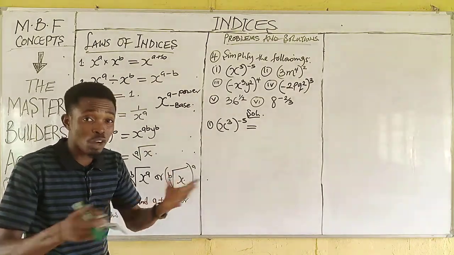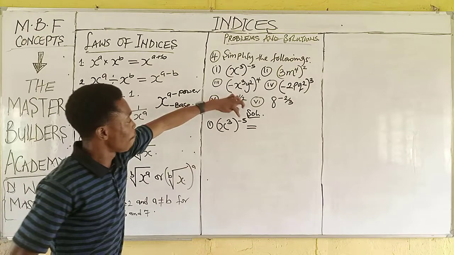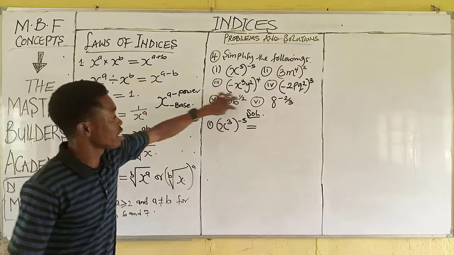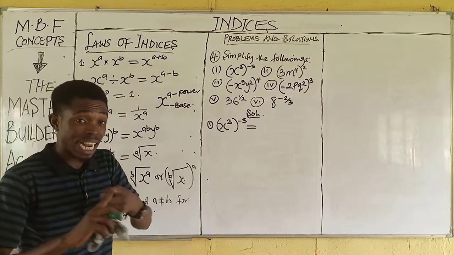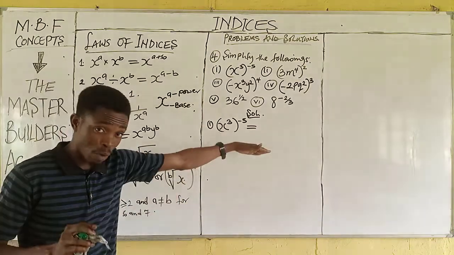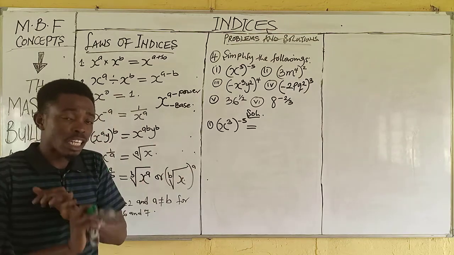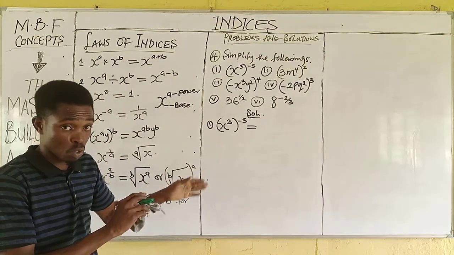Now, this question can be solved in just one line to get your answer. This guy times this guy, you have minus 15. Is that correct? Yes. 3 times minus 5, you have minus 15. In one line, in just 1 second, you have your answer. Right? But in this case, we want to solve this question using the laws of indices. That's why we want to solve it this way.